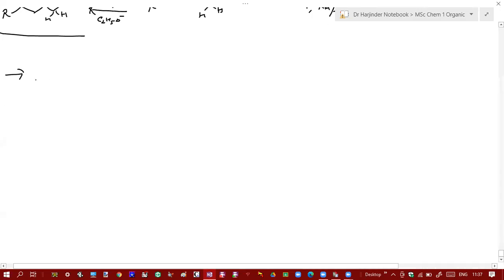So the next reaction that is there in your syllabus is Clemmensen reduction. And as I told you, this also falls in the category of metal dissolving reduction. Now, Clemmensen reduction takes place in acidic medium.